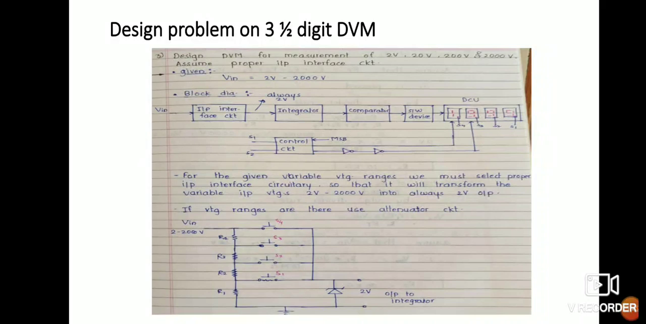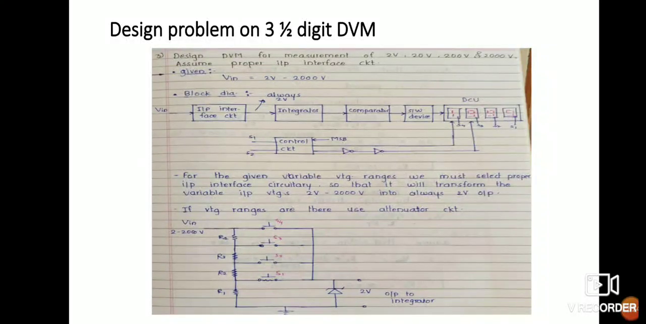So according to that, the input interface circuit is shown here. R1, R2, R3, R4, four resistors we have taken. Instead of taking direct values, we can design the values of R1, R2, R3 and R4, and the output is shown here. Four switches are shown, S1, S2, S3, S4. When S1 is pressed, it will select the voltage across R1. When S2 is pressed, it will select the voltage across R1 plus R2. When S3 is pressed, it will select the voltage across R1 plus R2 plus R3.